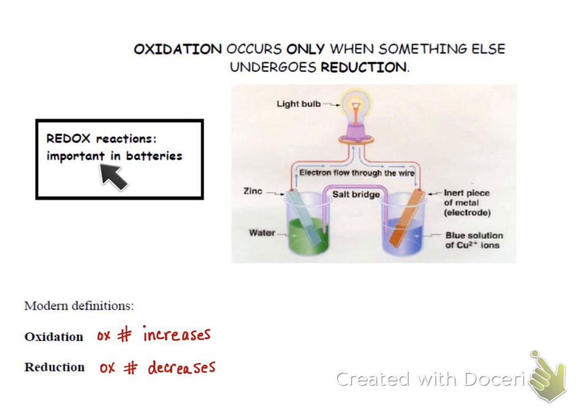They're really important in batteries. Batteries are redox reactions because the electrons are flowing, moving back and forth, and providing the electricity. Another way to think about the definition is in oxidation, the oxidation number increases, and in reduction, the oxidation number decreases.